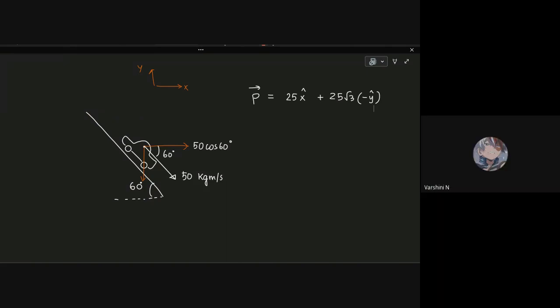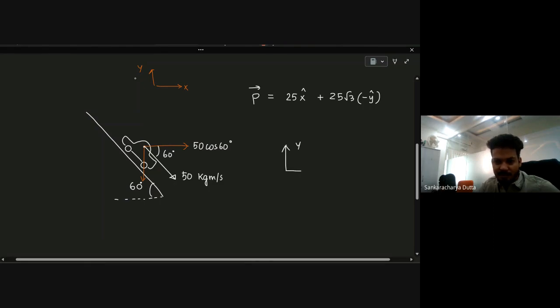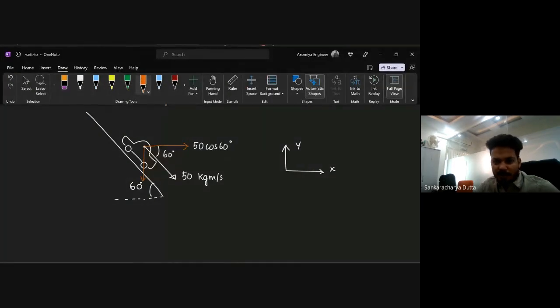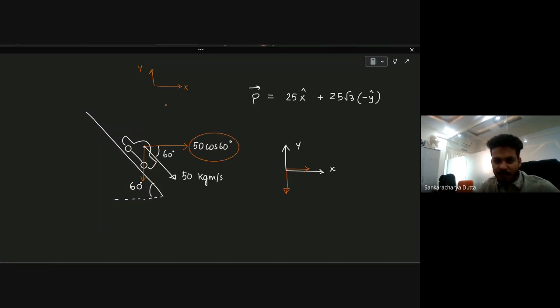Why do you put negative? How do you know it's negative? Opposite to the y-axis. See, this is the y-axis. This direction was the y-axis, this is what we chose. When I broke the vector, if you look at the vector components, one was along like this, and the other one was like this. 50 cos 60 was along the x-axis, and 50 sine 60 was coming down. Hence it is the minus y-axis. Does that answer your question?